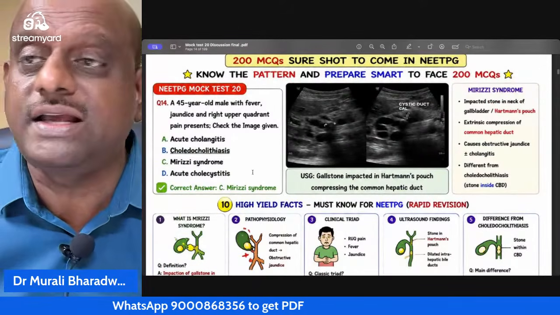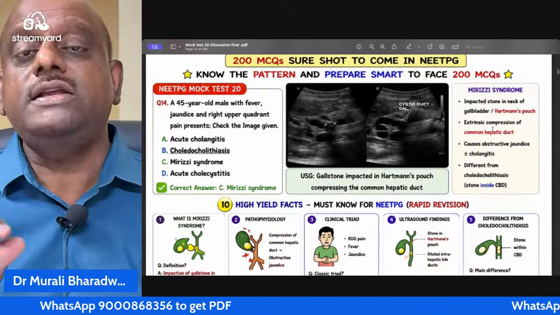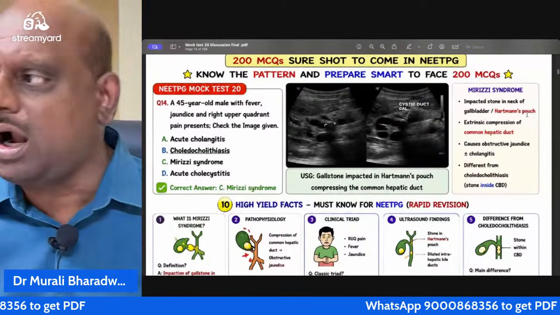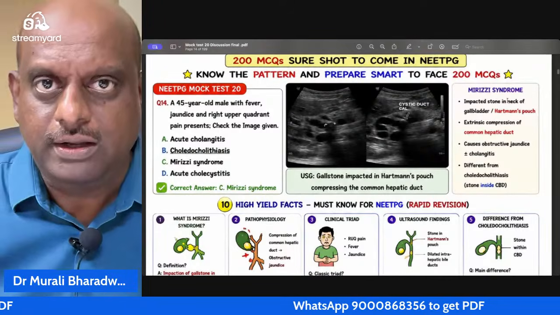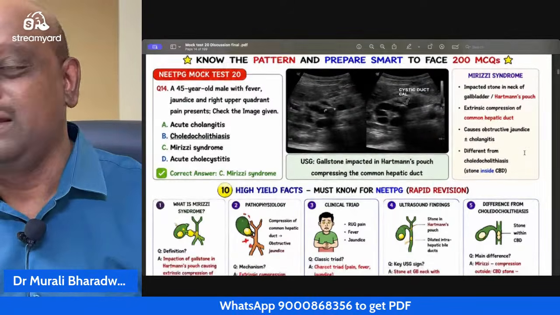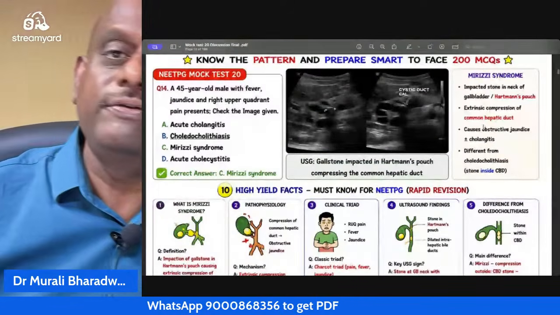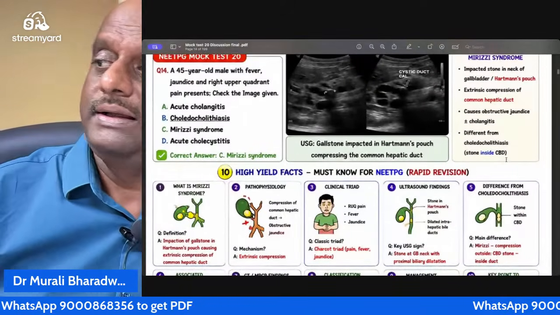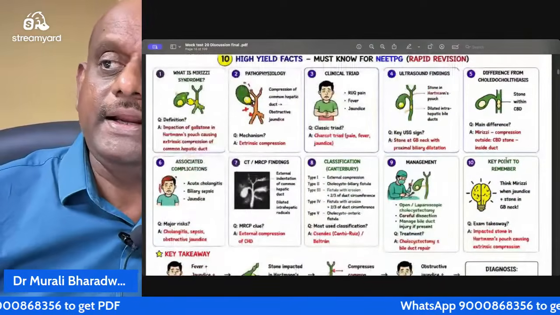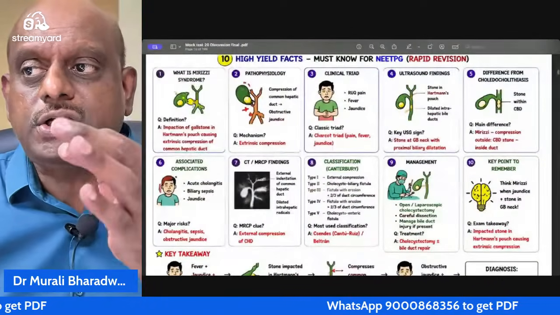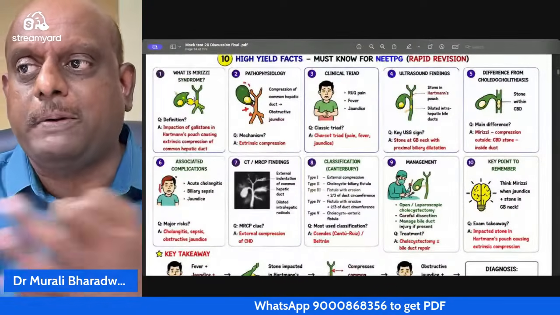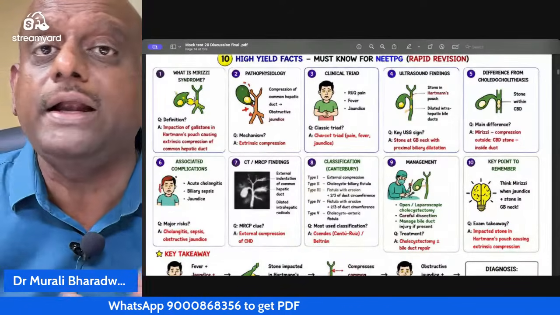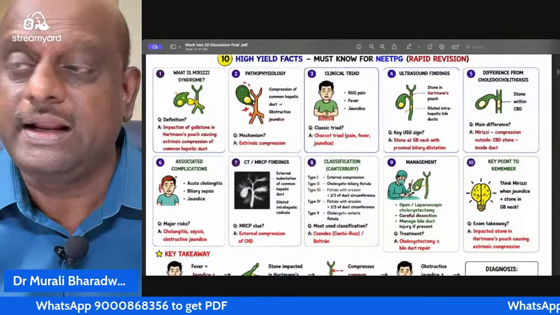It is Mirizzi syndrome. Whenever there's an impacted stone in the neck of the gallbladder or Hartmann's pouch, we call it Mirizzi syndrome. There's an extrinsic compression of the common hepatic duct. It leads to obstructive jaundice, cholangitis, is what we need to basically remember. So the impaction of the gallstone in the Hartmann's pouch causing an extrinsic compression of the common hepatic duct is what we need to basically remember.